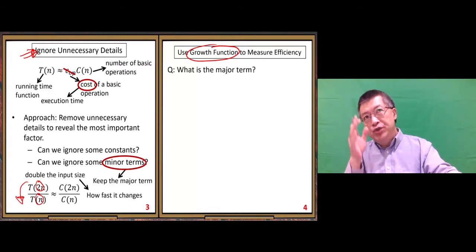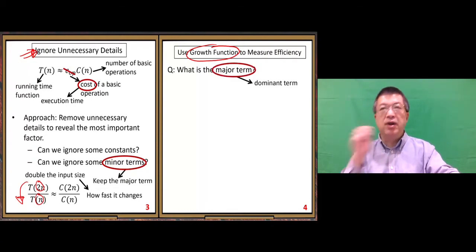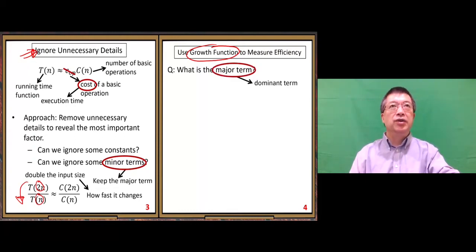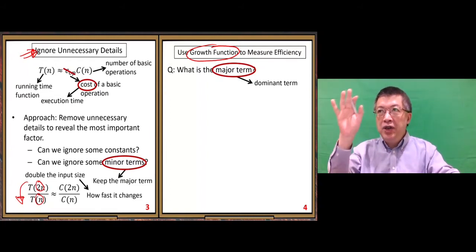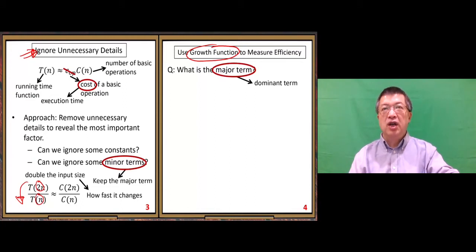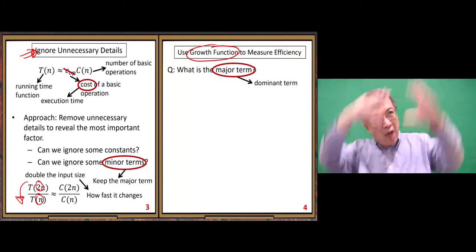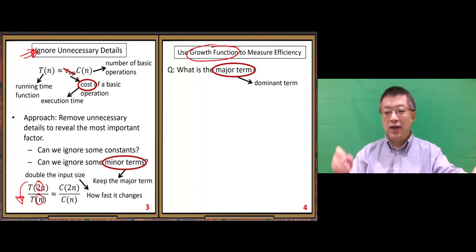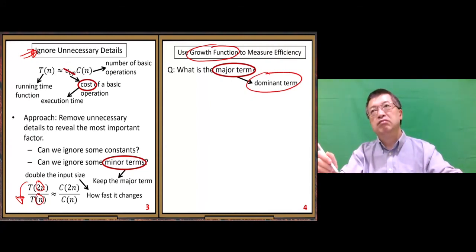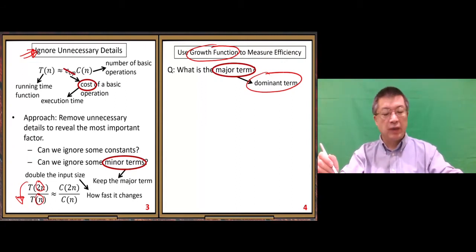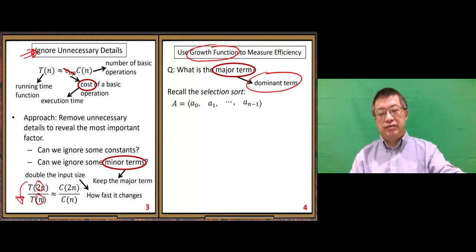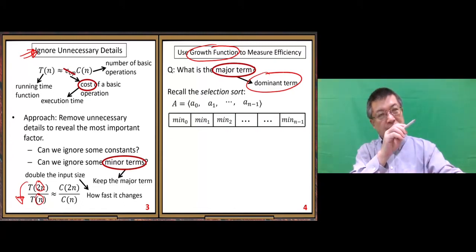In our module 1, we learned a concept called a dominant term. So remember, when we did the analysis on the linear search, or sequential search, we derived a formula. After we get that formula, we look at its dominant term. So for the major term, we can use the dominant term to represent it. Recall the selection sort. Our data is given in this array. Then we do the sorting.